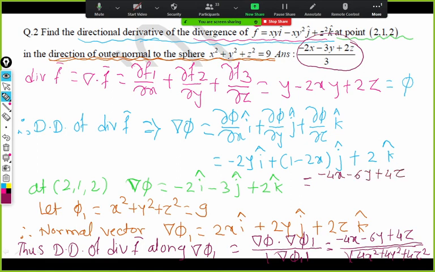In the denominator, square root of, we can take 4 common. 4 is common in the bracket x square plus y square plus z square, and that is 9. You can replace it by 9. So it is root 36. Root 36 becomes 6, and when you simplify, you get this as answer. That is the end of the question.